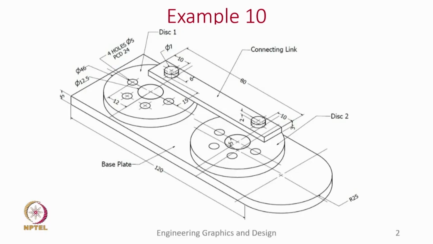In this lecture, we will start with this example 10, where there is a base plate at the bottom on which there are two discs, and connecting these two discs is a connecting link. So, the idea is, if we rotate one of the discs, that link will help rotate the second disc. So, this in general is called the crank and rocker mechanism. So, we will see how to do it in the Inventor software.